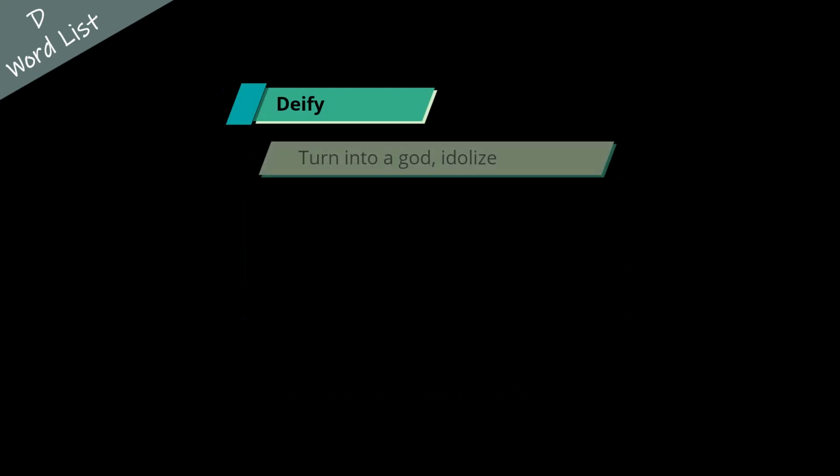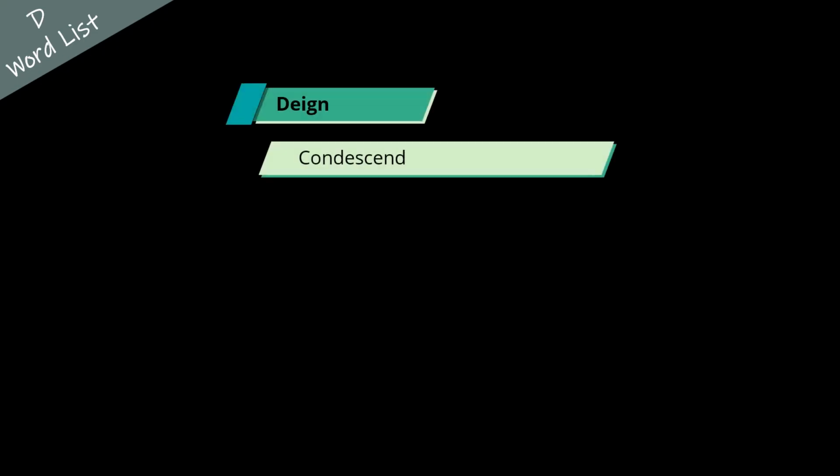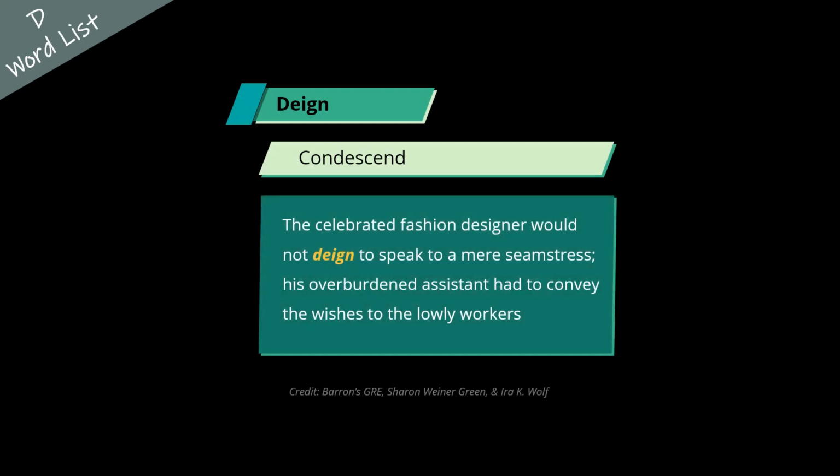Deify means turn into a god, idolize. For example, admire Elvis Presley all you want, just don't deify him. Deign means condescend. For example, the celebrated fashion designer would not deign to speak to a mere seamstress. His overburdened assistant had to convey the master's wishes to the lowly workers.